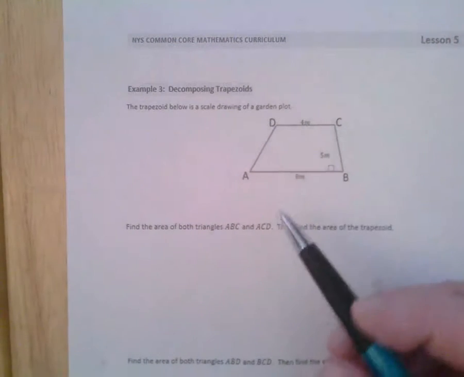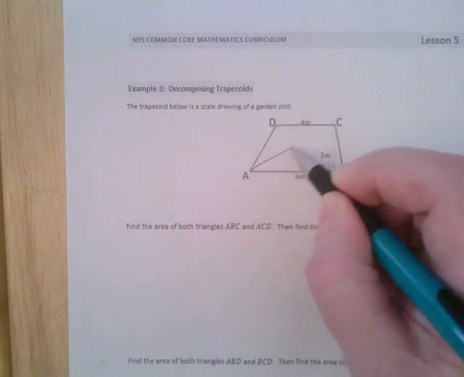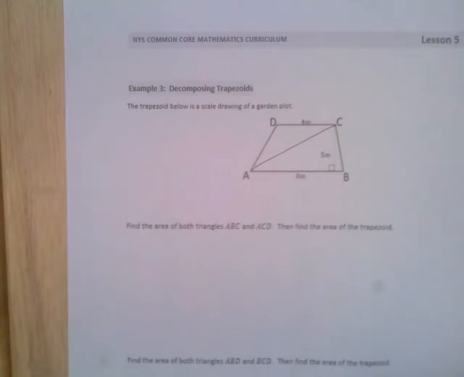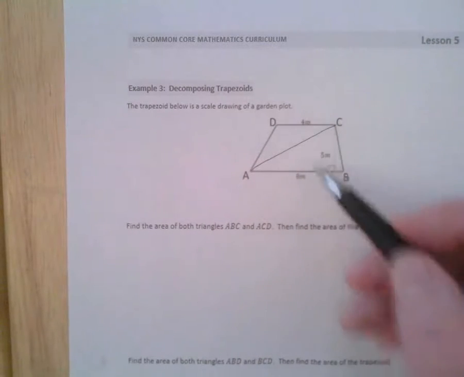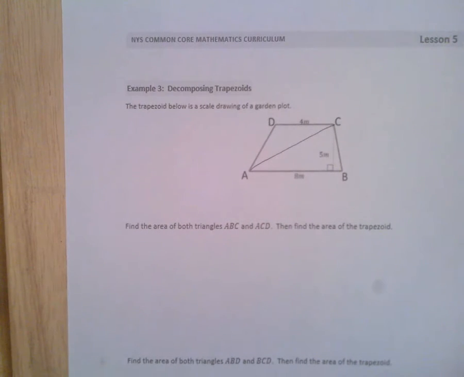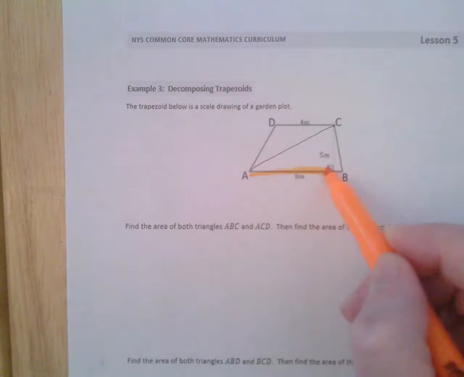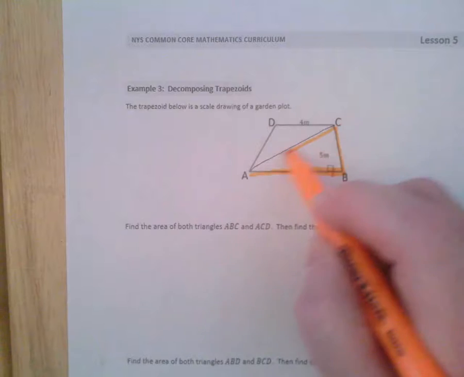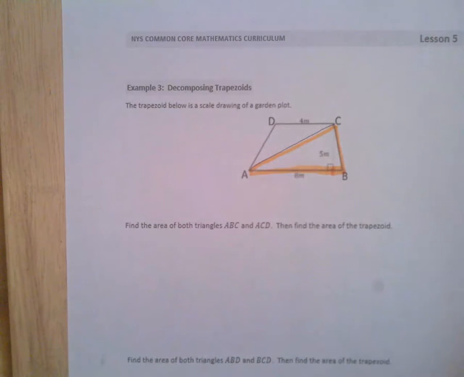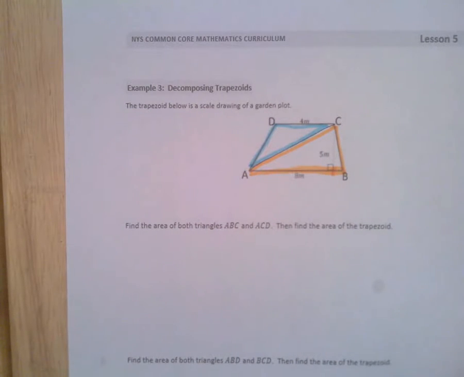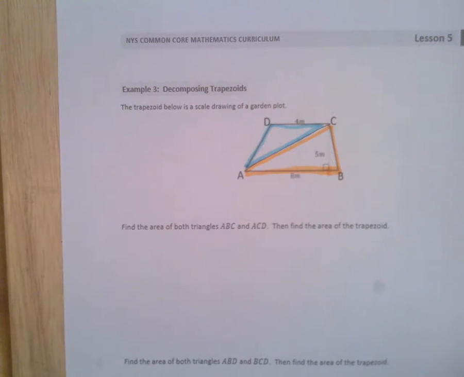Okay, so the first thing that we have to do to decompose this trapezoid into two triangles is we're going to draw the diagonal from A to C. And again, this diagonal cuts the trapezoid into two triangles. Because it cuts it into two triangles, now it can find the area for each one. So I have triangle A, B, C, and I also have triangle A, C, D. Those are my two triangles.